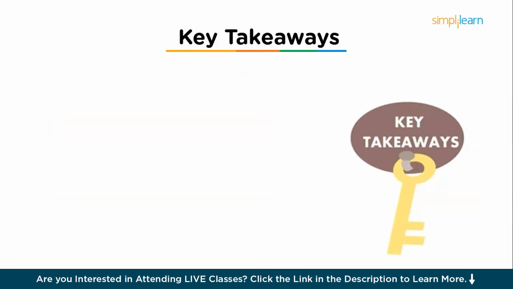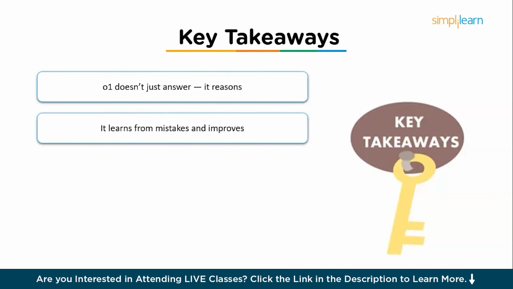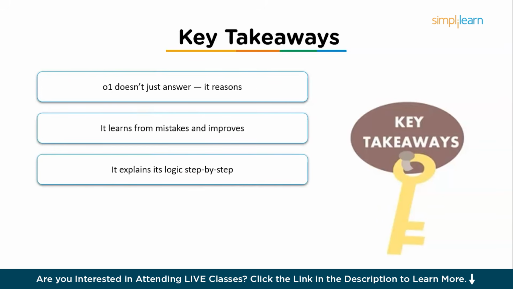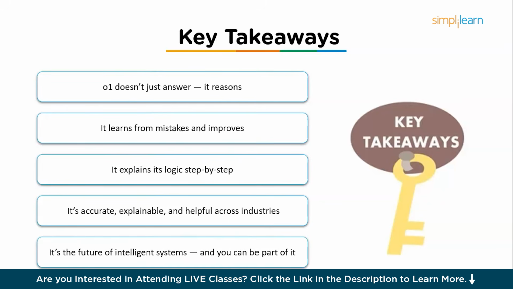So let's now move on with the key takeaways. Let's recap what we have learned. O1 doesn't just answer, it reasons. Then it learns from mistakes and improves. It explains its logic step by step. Then it's accurate, explainable, and helpful across industries. It's the future of intelligent systems and you can be a part of it. So whether you are a student, developer, analyst, or just curious, O1 is a tool that helps you think better. So let's dive deeper in the next module.